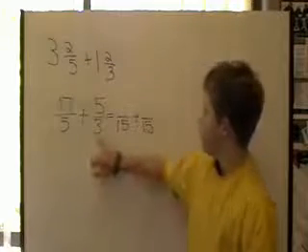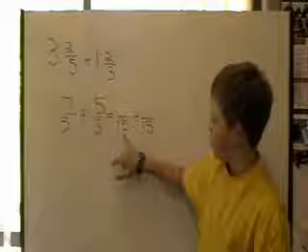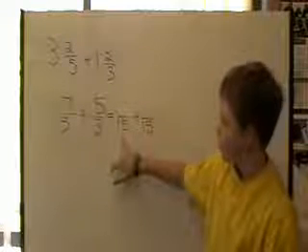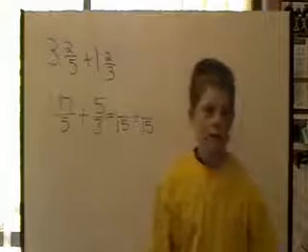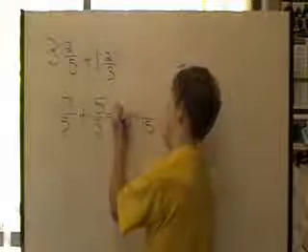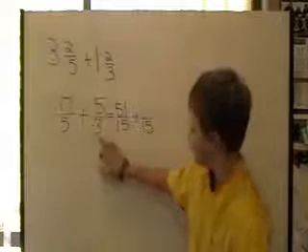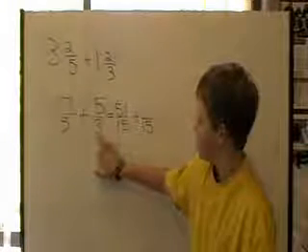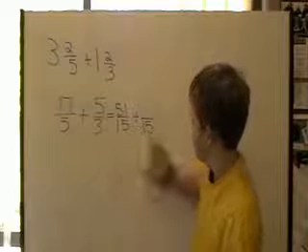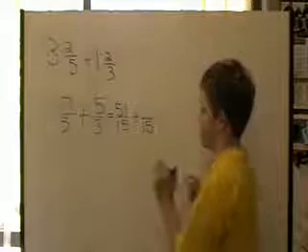So, what have we done to 5 to make it 15? We've times it by 3, so we have to times 17 by 3. So the answer is 51. So now we have to do the same with 5/3. So what have we done to 3 to make it 15? We've times it by 5. So we're going to times 5 by 5, which equals 25.